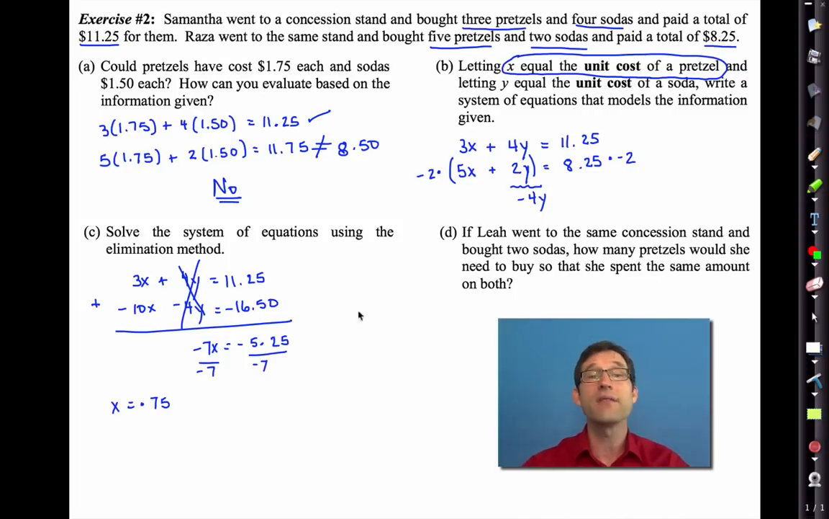Or even if we had gotten something like 0.839, that wouldn't have made any sense, right? You can't have a price of a pretzel like that. What would you give them exactly? All right.